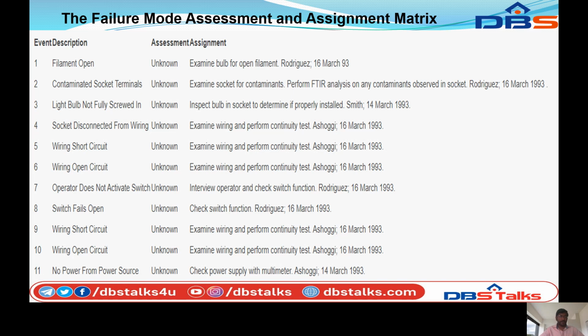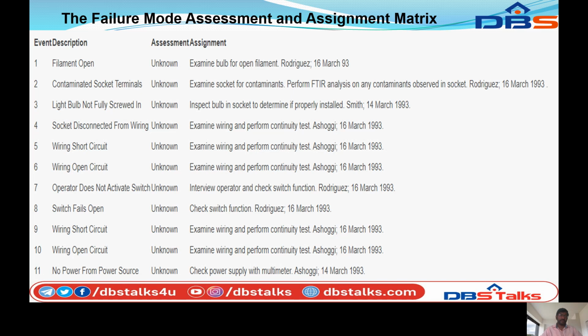The first event is event 1, the description is filament open. The assessment is unknown. The assignment is to examine the bulb for an open filament, to see whether the filament is open or not. The project is due 16th March 1993.